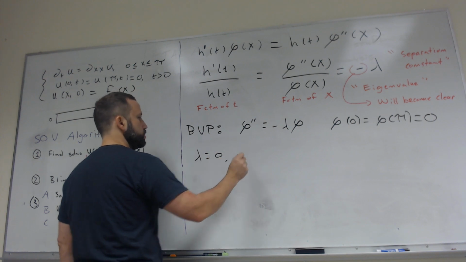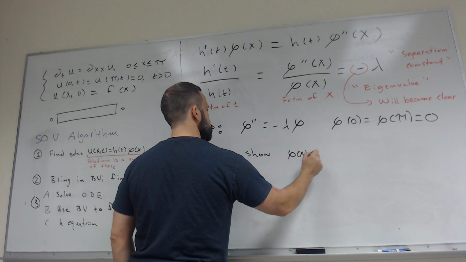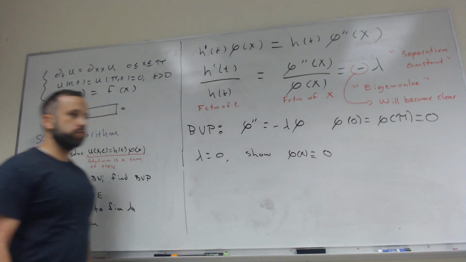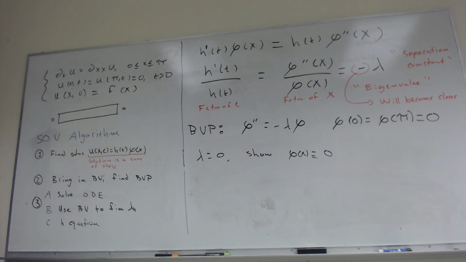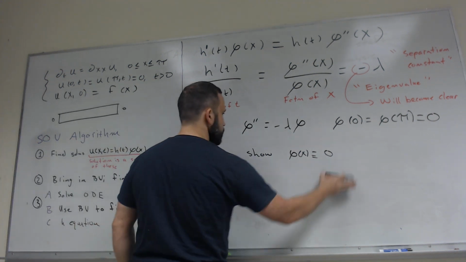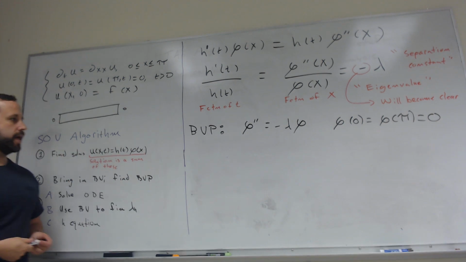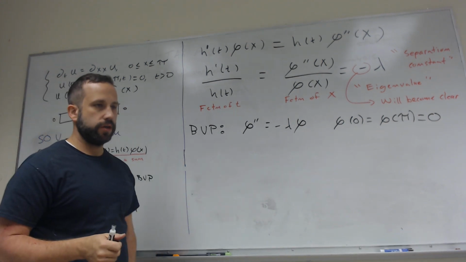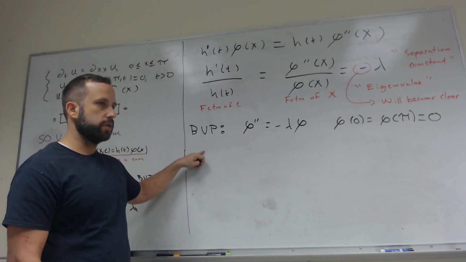If lambda is equal to 0, show that phi of x is identically equal to 0. If phi is identically equal to 0, u is identically equal to 0, and we don't care about it. Okay, so now I'm going to start. I'm going to assume right now that lambda is real and show that lambda is greater than 0. It's already not 0 by this exercise that you have in principle done or will do.